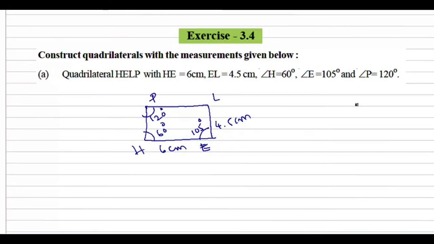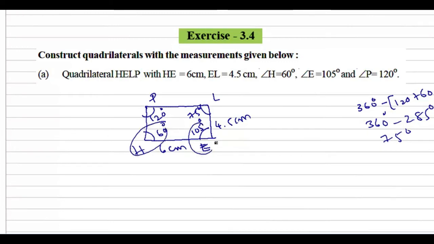And actually we don't need the 120 degrees. Why? Because we require angle L to locate the point L, as we know the length of EL is 4.5 centimeters. So we need to find angle L. We need to subtract the remaining three angles from 360, then you will get 75 degrees. So now we are going to construct the angle H, angle E, and angle L equal to 75 degrees to complete the required quadrilateral HELP.